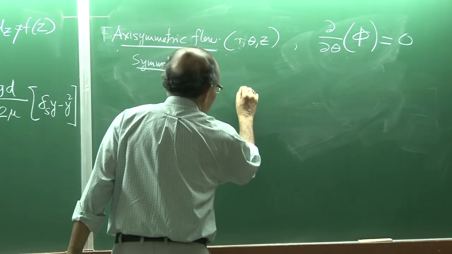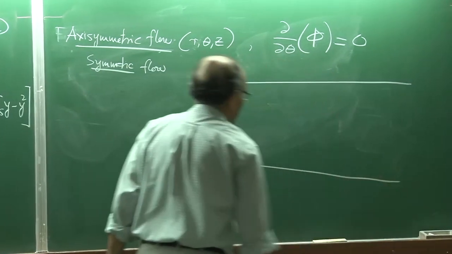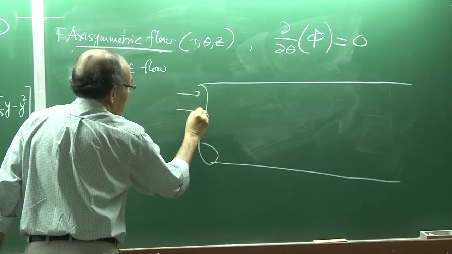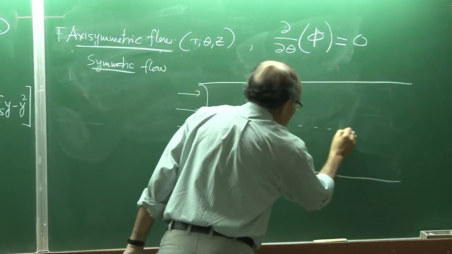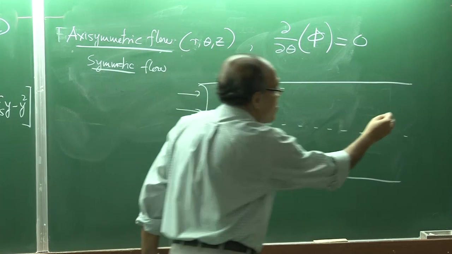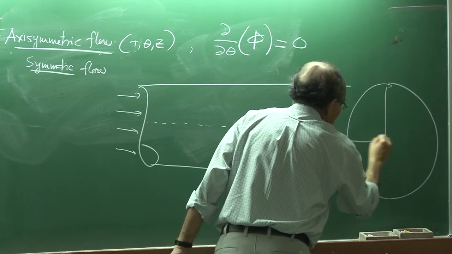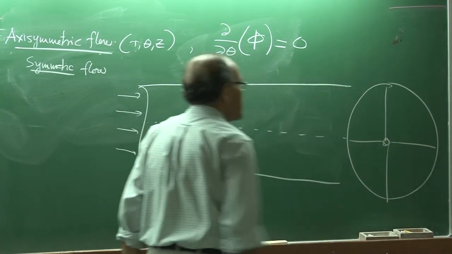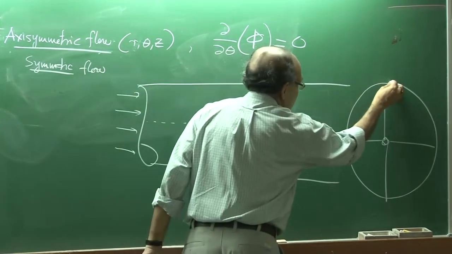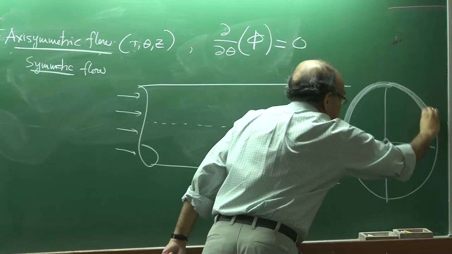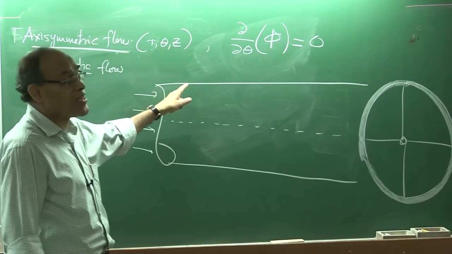You can imagine, for example, a flow through a long pipe. The fluid is flowing into the pipe, and the cross section here, if you draw it like this, is the circular section, and this represents the center. This is the wall of the cylinder, and at the wall the velocity of the fluid is going to be 0.